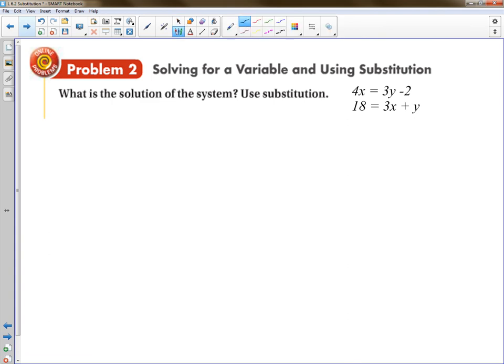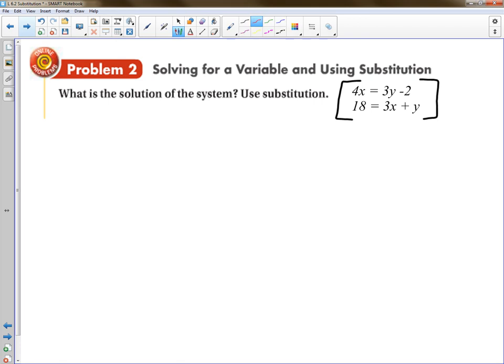Now we start with a linear system again. Two equations, two linear equations, both with an x and a y. And when we have a linear system, what we want to do is find an equation that says that either x or y equals something. y equals something or x equals something. Unfortunately, in both of these equations, we don't have that. Neither one of these equations says y equals or x equals. So we're going to have to do a little work.